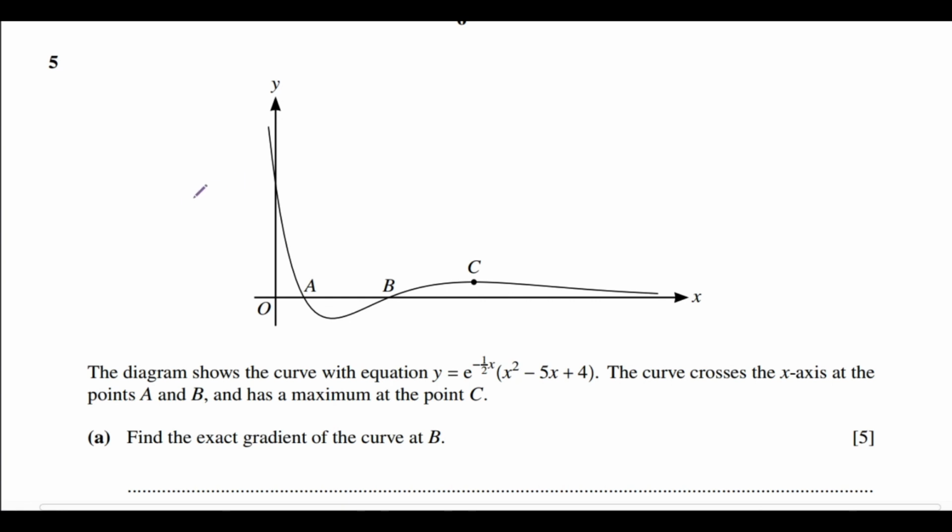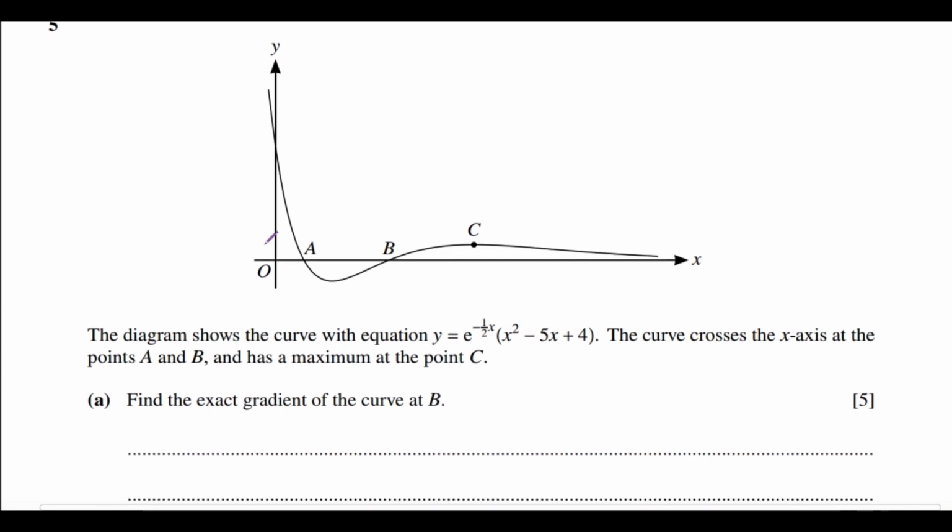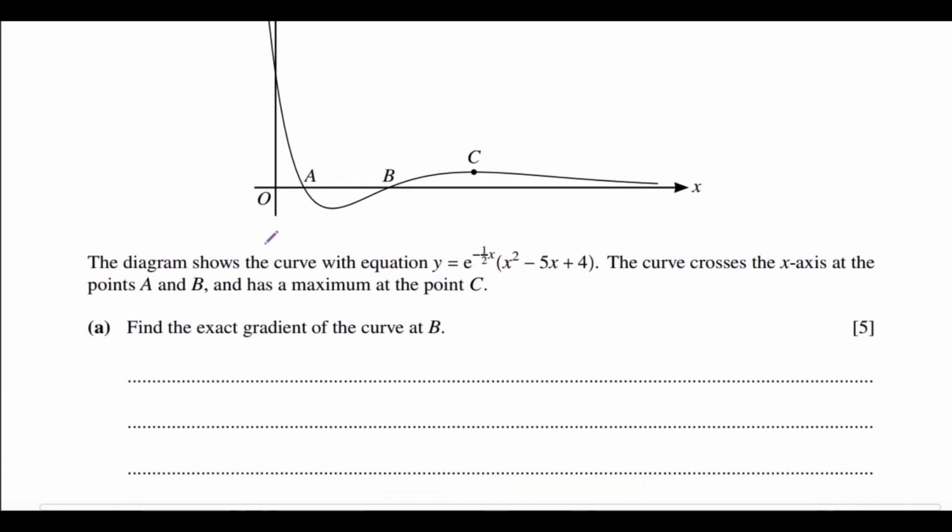Alright, let's do an example question. So the diagram shows the curve of the equation y is equal to e to the negative a half x times x squared minus 5x plus 4. The curve crosses the x-axis at the points a and b and has a maximum point c. Find the exact gradient of the curve at b. That's part A. Okay, that's not that bad. So let's find the coordinate of b first before we find the gradient. So the curve intersects the x-axis at 2 points, at a and b.